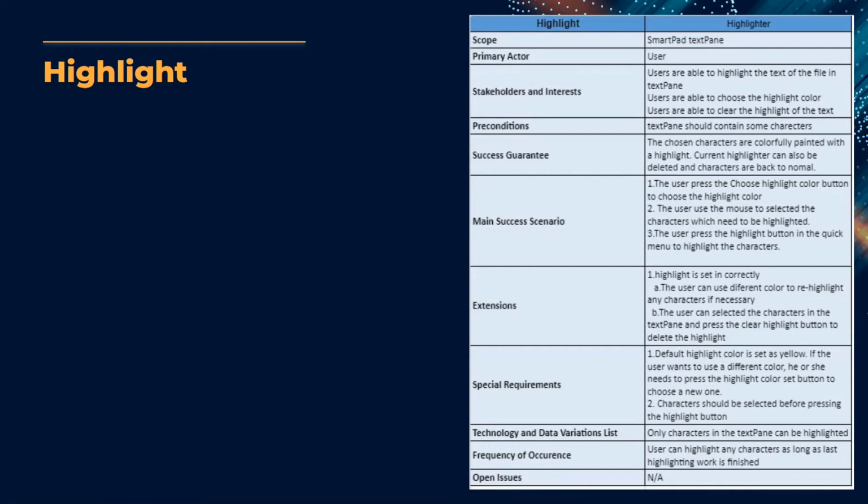For special requirements, the default highlight color is set as yellow. If the users want to use a different color, he or she needs to press the highlight color set button to choose a new one. Another case is that the characters should be selected before pressing the highlight button. For technology and data variation list, all the characters in the text pane can be highlighted. For frequency, users can highlight any characters as long as the last highlighting is finished.